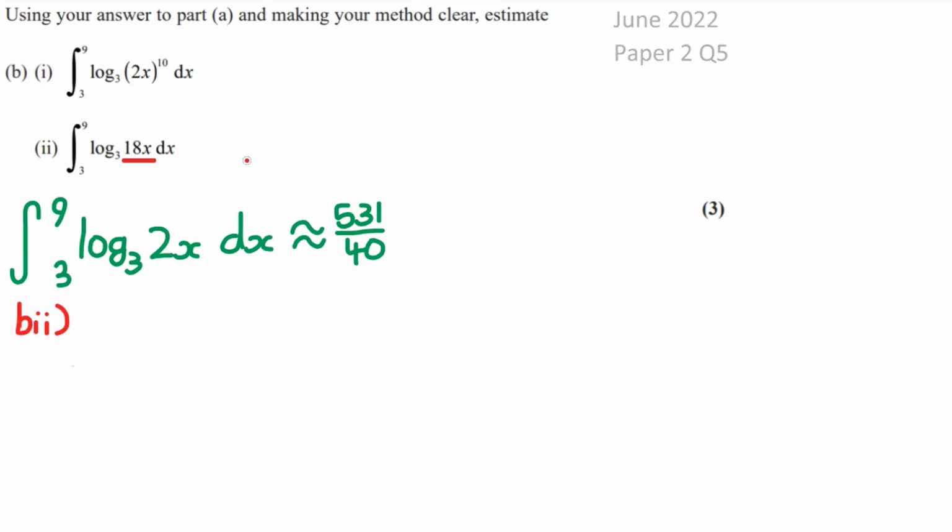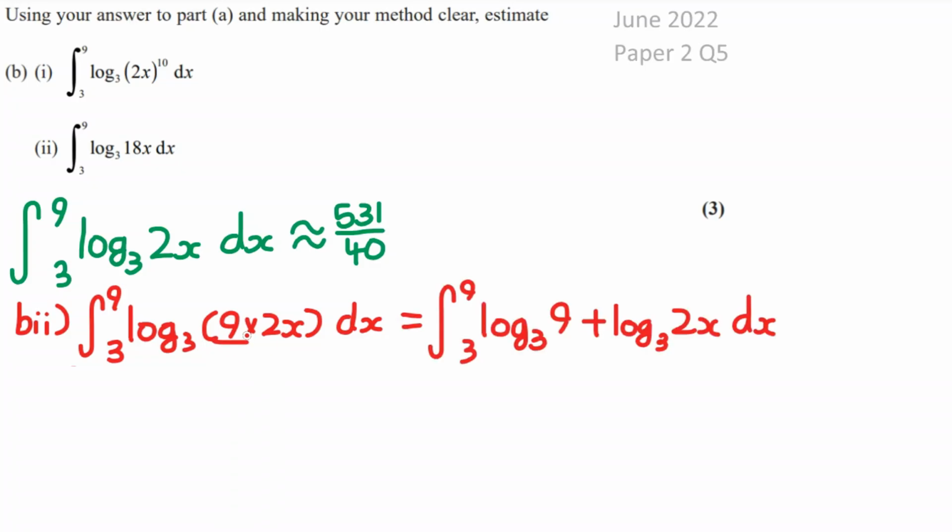So we have this 18x here, and what we can do is we can rewrite this 18x as 9 times 2x. And what's useful about this is if you remember the laws of logs, if you have two things that are inside a logarithm multiplied together, you can split up that log by adding two different logs together. So what we can do is we can rewrite this as log base 3 of 9 here plus log base 3 of this 2x. And you can see we have this log base 3 of 2x that we need to sub out this 531 over 40.